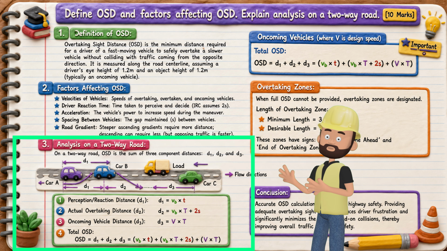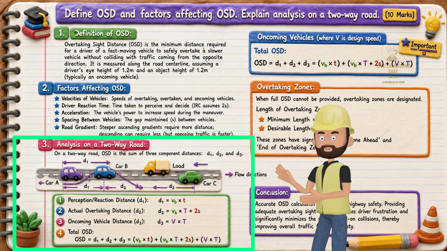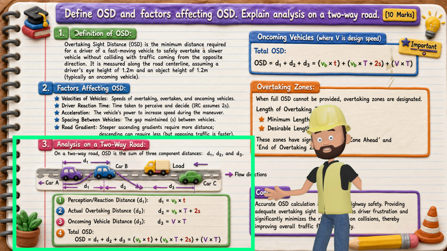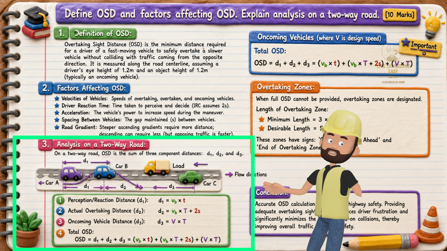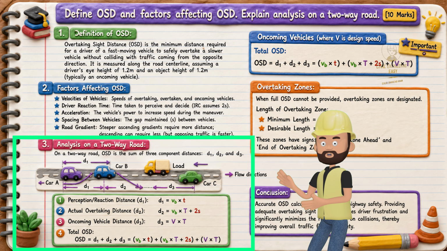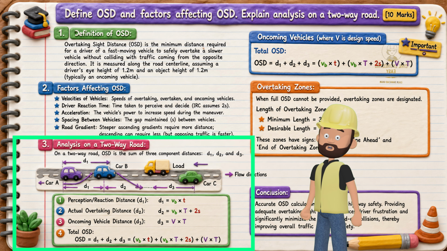Component 2, actual overtaking distance, D2. This is the distance covered by the overtaking vehicle while it's actually in the opposite lane overtaking the slower vehicle. It's calculated as D2 equals VB multiplied by capital T plus 2S, where capital T is the time taken to complete the overtaking maneuver, and S is the spacing between vehicles.